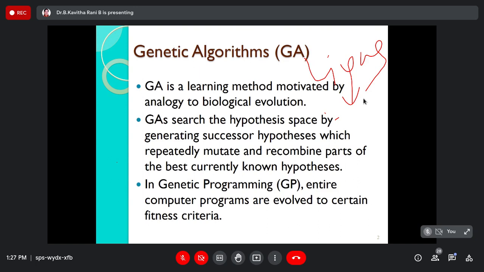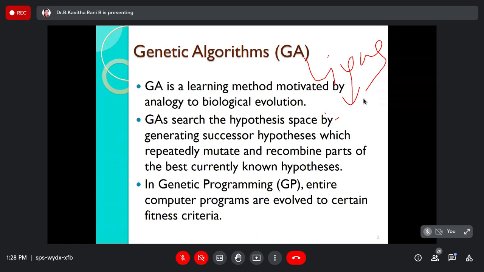Genetic algorithms search the hypothesis space by generating successor hypotheses, which repeatedly mutate and recombine parts of the best currently known hypothesis. So what it will do, it will search the hypothesis space and give us the output by generating the successor hypothesis. It works based on what the next one is. It itself will mutate, change, and recombine the different parts to arrive at the best hypothesis. So this is done by genetic algorithms.